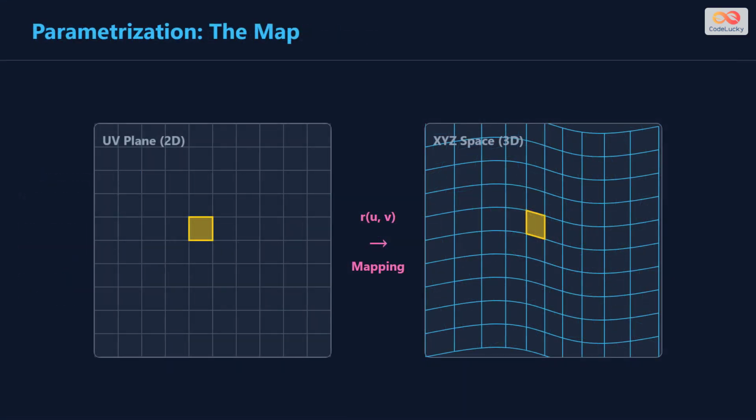To do this, we use parametrization. Think of this as a map. We start with a flat, two-dimensional grid in the UV plane. A function, r of u and v, takes every point on this flat map and lifts it into three-dimensional space to create our curved surface. This mapping is the key to solving the problem.